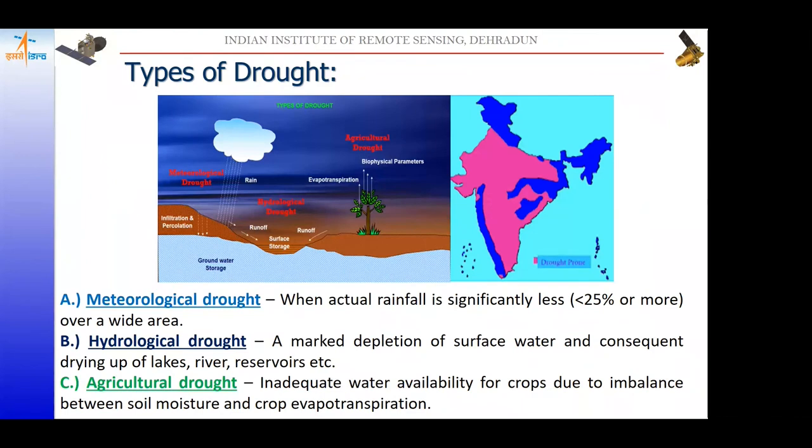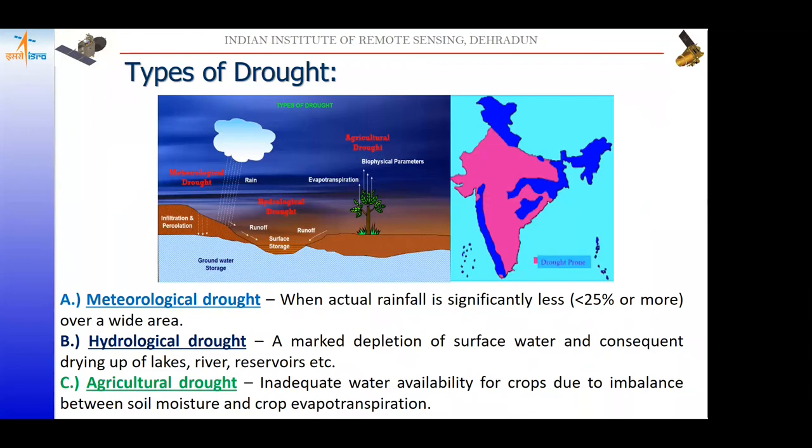Now let's come to the next part of the same lecture, the types of drought. Based on information in terms of rainfall or precipitation availability, as well as water resource condition over a particular region, drought is basically classified into three classes: meteorological drought, hydrological drought, and agricultural drought. Meteorological drought is defined based on the amount of precipitation or rainfall received over a particular area. If the actual rainfall is lower than normal by 25% or more, then it is defined as a condition of meteorological drought.